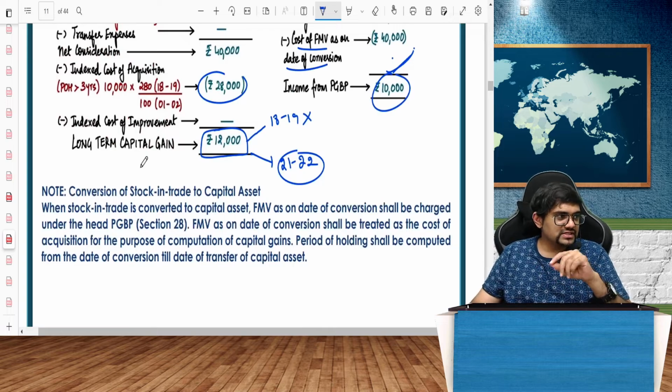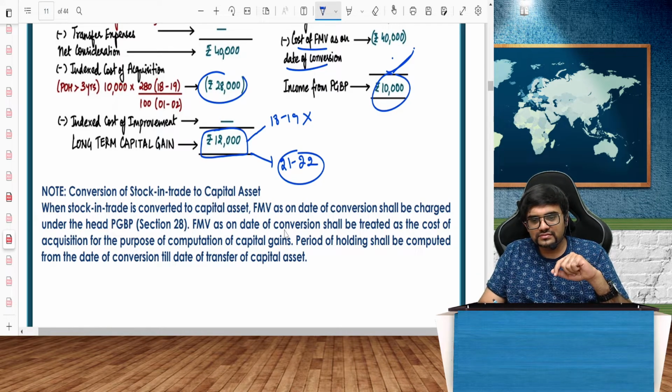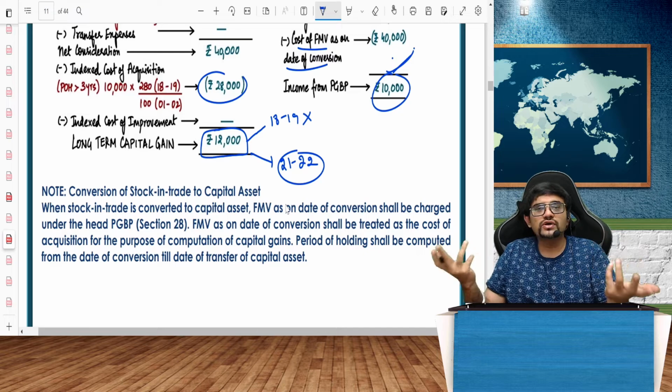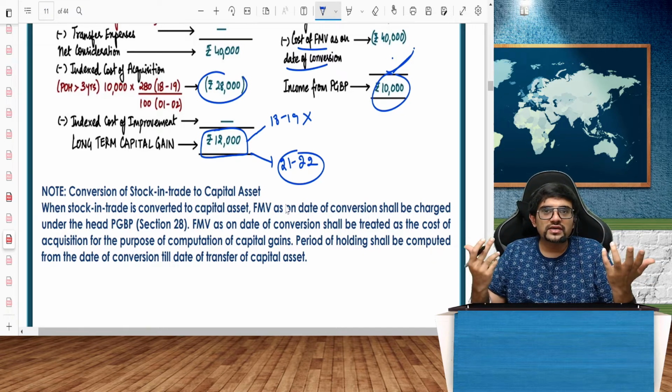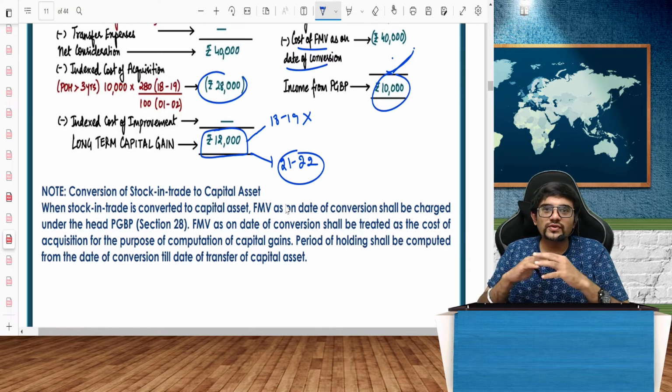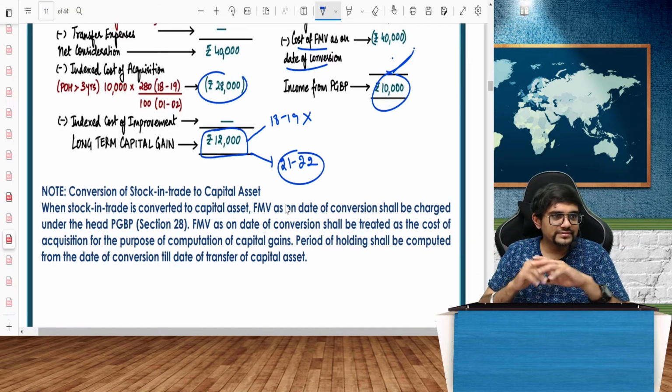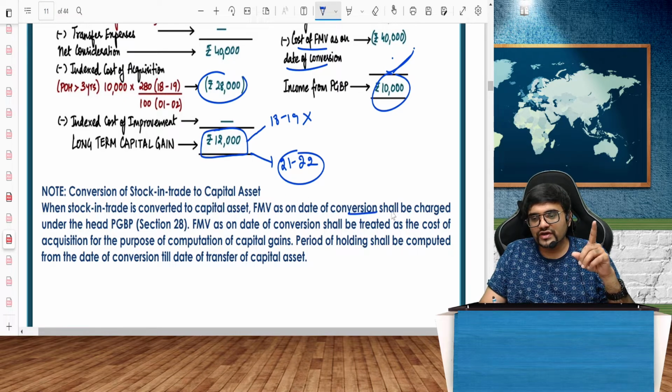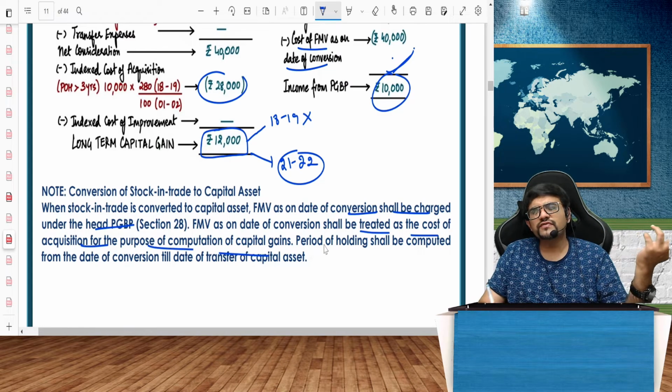Now reverse: conversion of stock in trade to capital asset. I was doing jewelry business, it was not working out, nobody was buying jewelry. I was only gifting to aunties, and only gifting was happening. So I converted it back to capital asset. Then FMV as on the date of conversion shall be charged under the head PGBP, obviously. And FMV as on the date of conversion shall be treated as cost of acquisition for the purpose of capital gain.